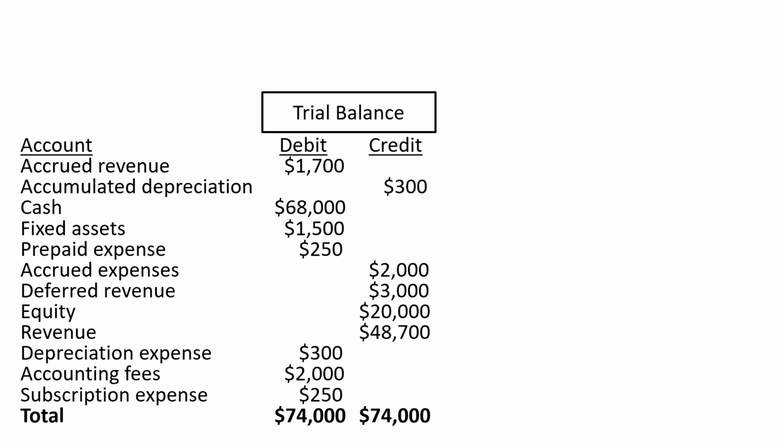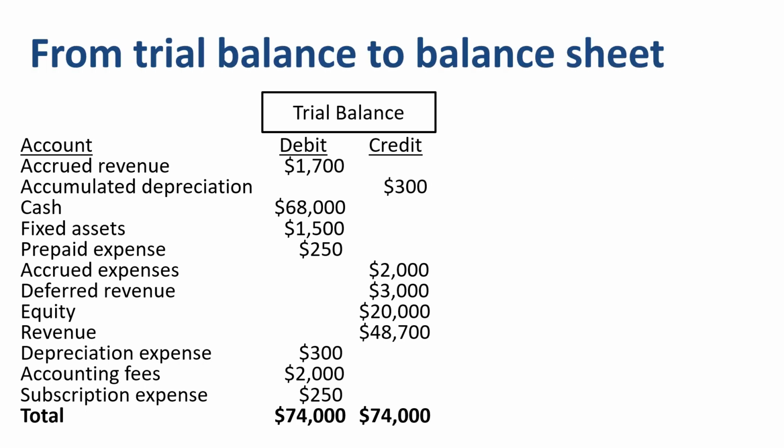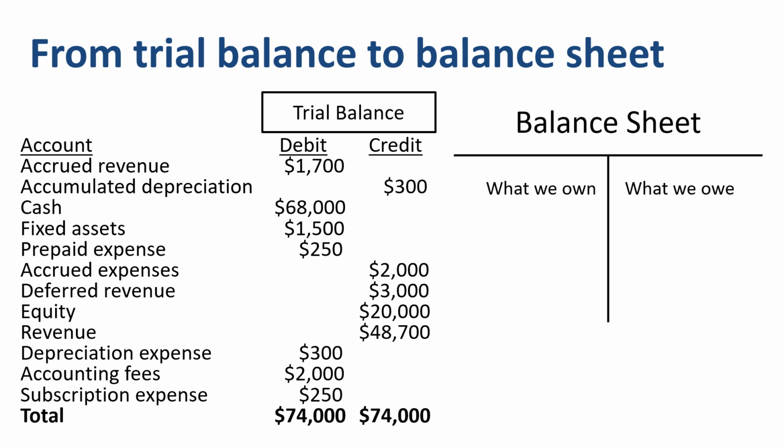From the final trial balance, you can construct the financial statements, including the balance sheet. These financial statements can be used for internal as well as external purposes. A balance sheet, also called a statement of financial position, is an overview of what a company owns and what a company owes at a point in time.